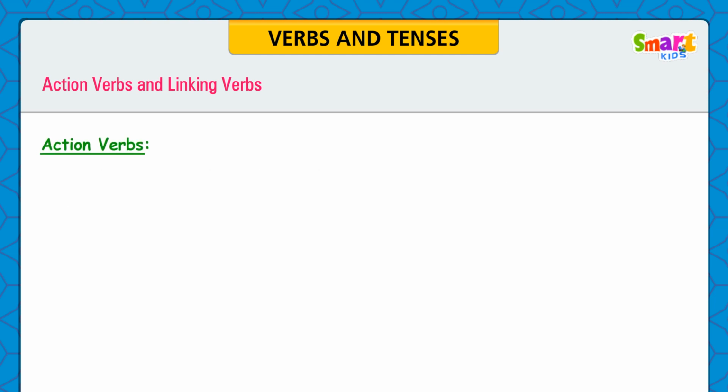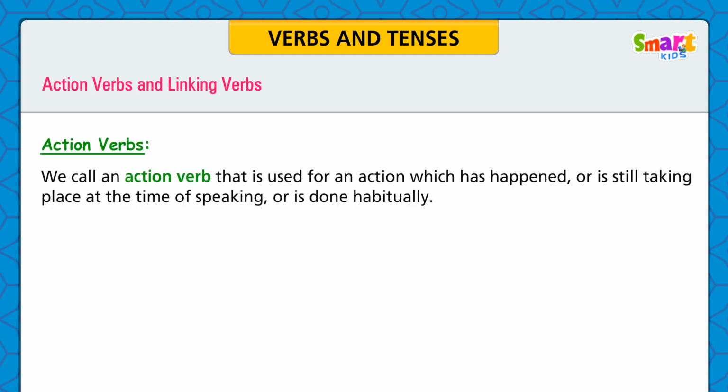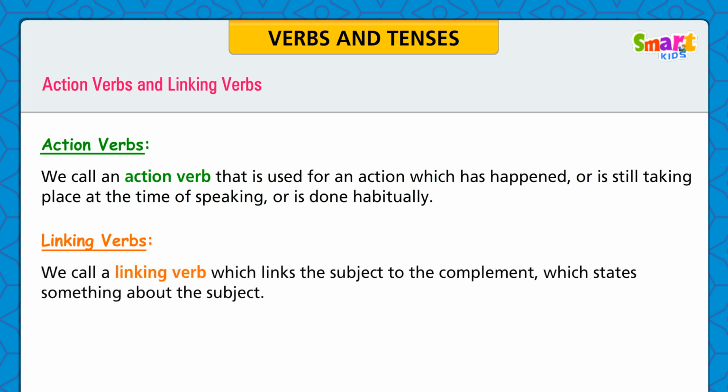The action verbs. We call an action verb one that is used for an action which has happened or is still taking place at the time of speaking or is done habitually. Linking verbs. We call a linking verb one which links the subject to the complement which states something about the subject. For example, be, am, is, are, was, were.